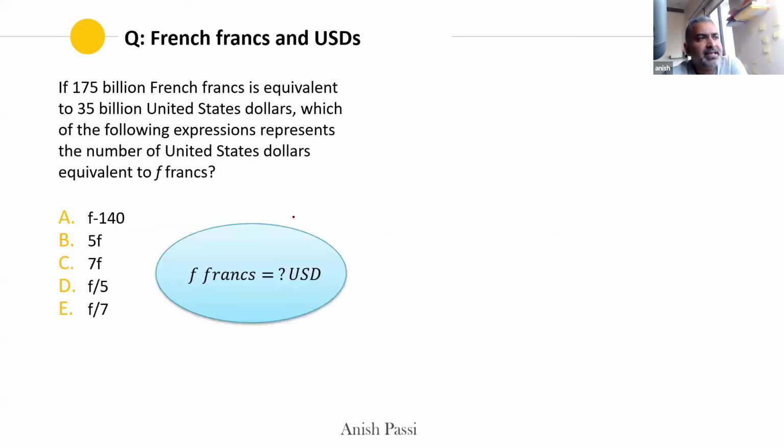Unitary method, basically, what we have to figure out is F francs is equivalent to how much in US dollars? What we have is 175 francs is equal to $35. I've canceled the billion everywhere, right? It's 175 billion and 35 billion, so I just got rid of the billion. 175 francs is equivalent to $35. So 1 franc is equivalent to this fraction, 35 by 175, or 1 by 5 US dollar. Here I've canceled because it was easy to cancel. Plus anyway, I didn't need to use this fraction later anywhere.